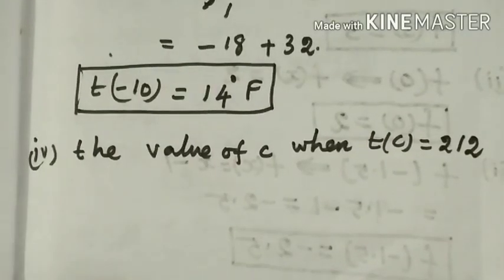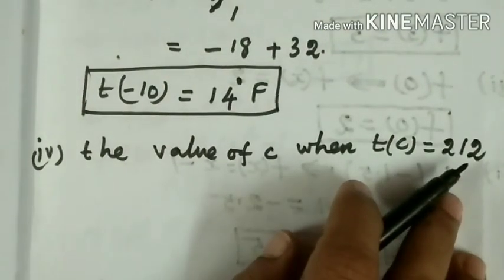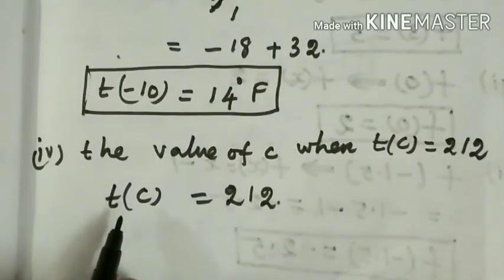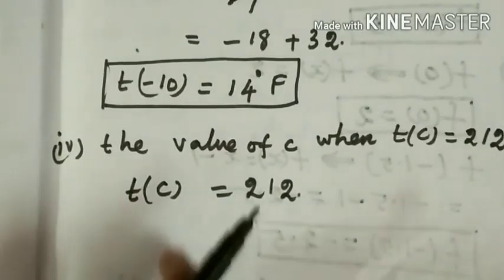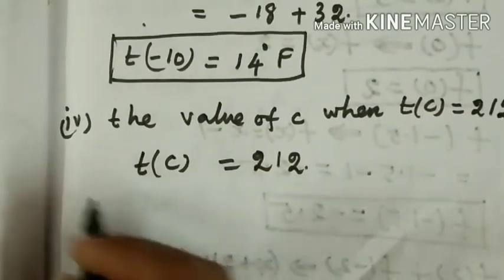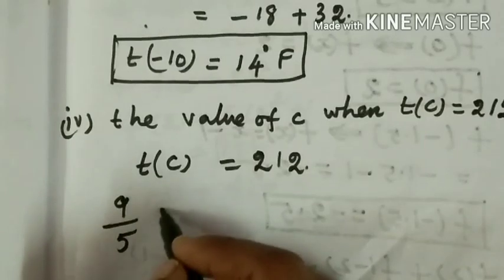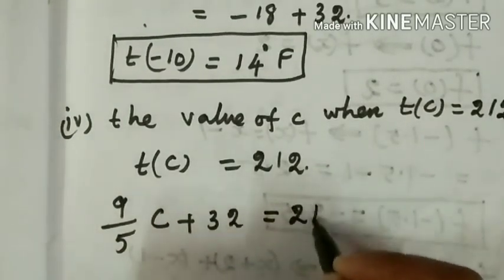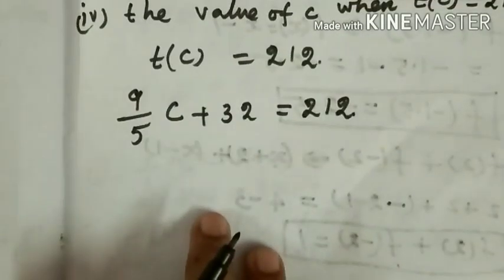Now, see the fourth question. Find the value of C when T of C equal to 212. First you take down and write the given T of C equal to 212. Then for T of C, you apply the given formula, 9 by 5 C plus 32 equal to 212. Here we have to find the value of Celsius.